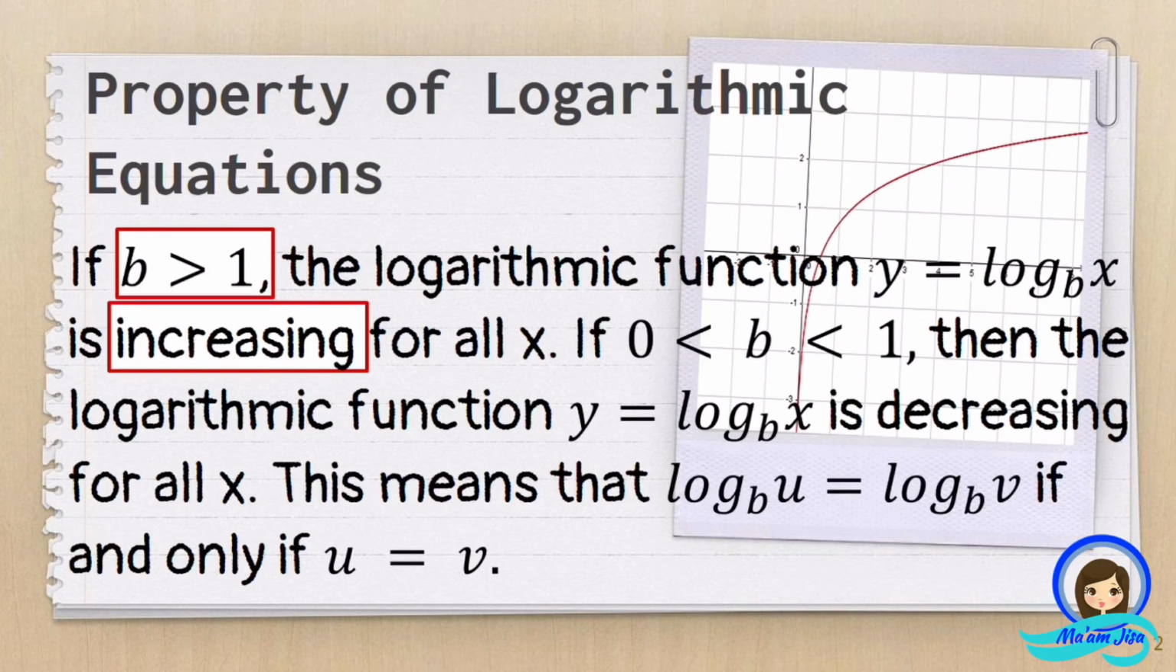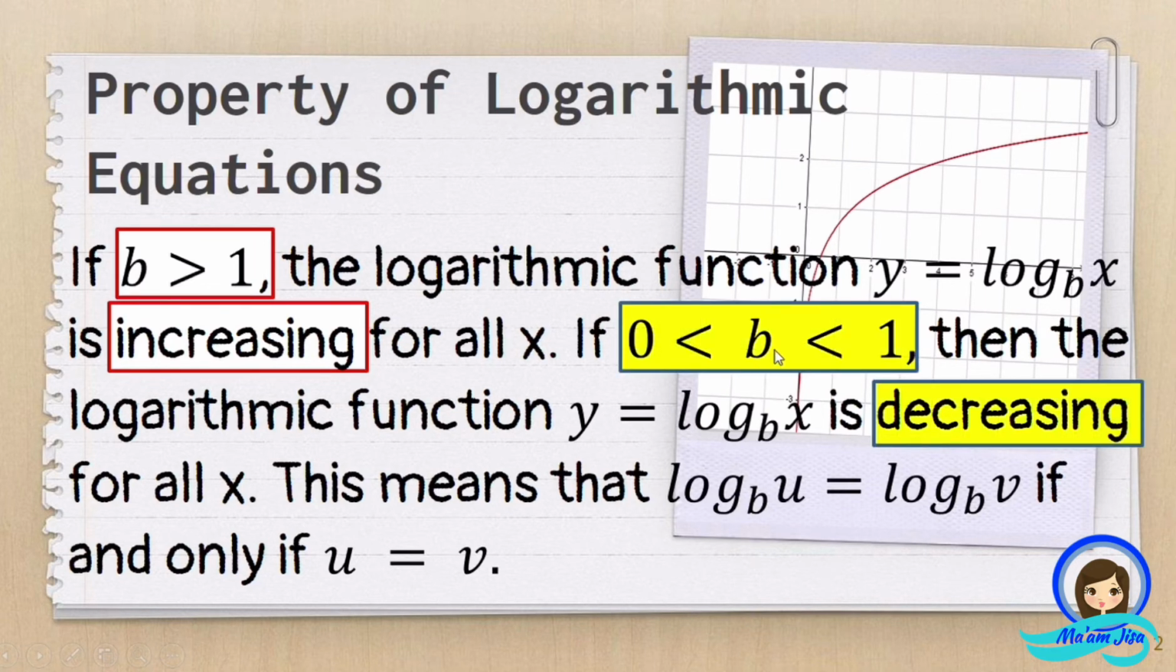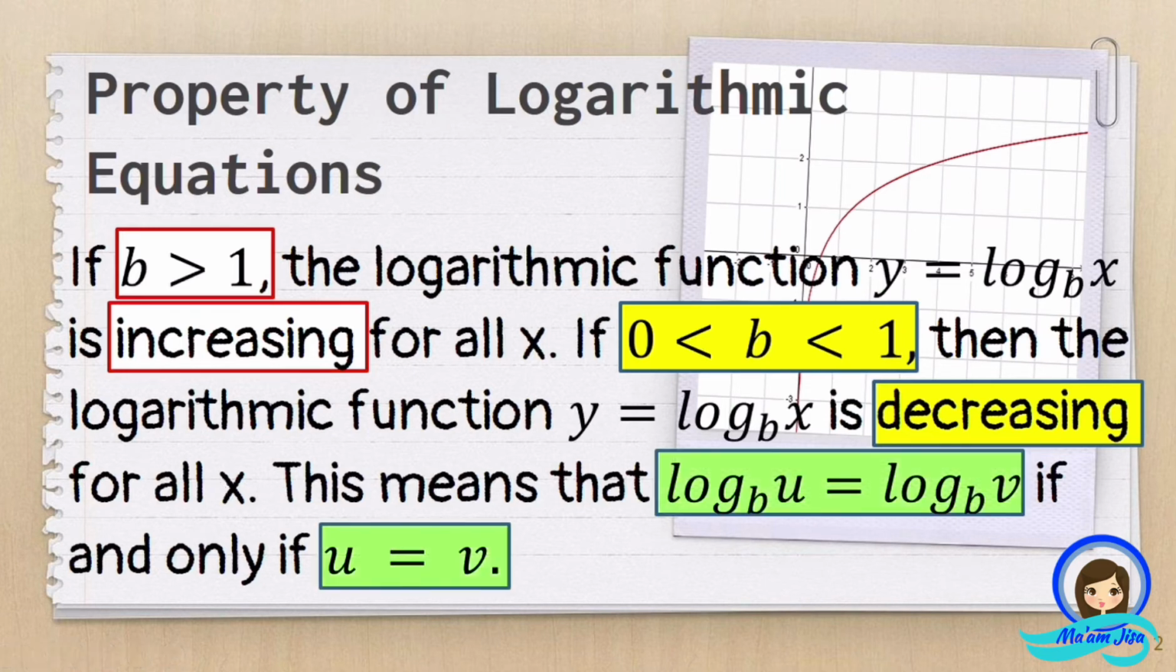There are 3 points that you need to remember in this property. First, when the base is greater than 1, for all values of x, the function is increasing. When the base is in between 0 and 1, for all values of x, the logarithmic function is decreasing. And for the one-to-one property, if logarithmic expressions have the same base, then we can automatically equate the two values.